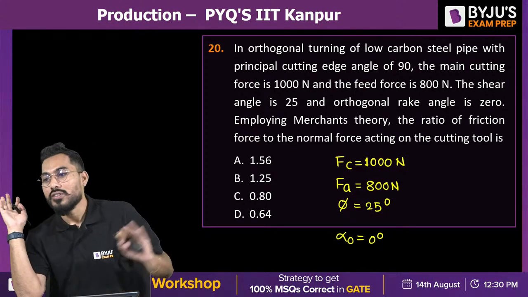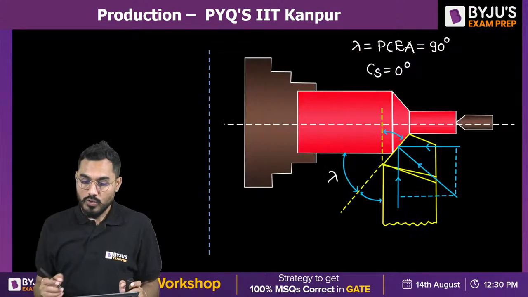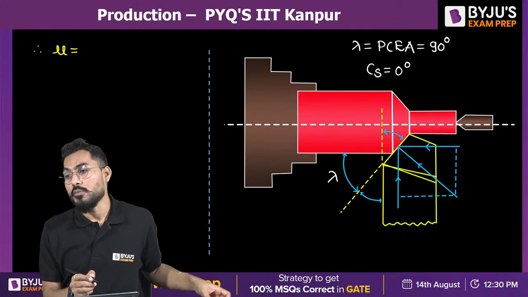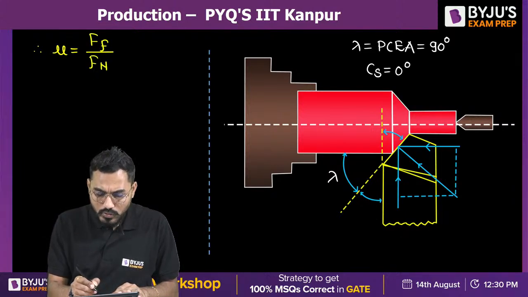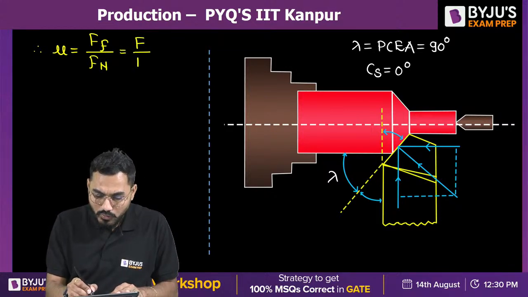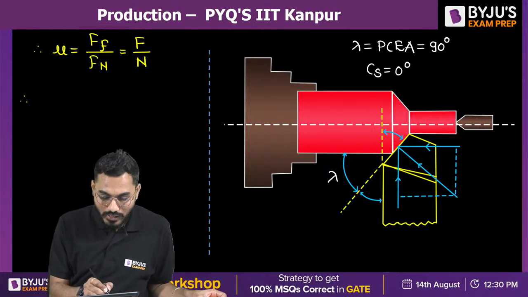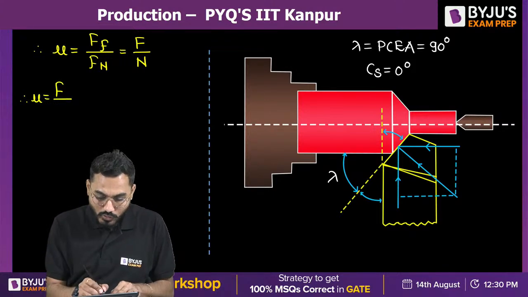Apply Merchant's theory, and based on that, tell me what is the ratio of friction force divided by normal force. If I ask you that, can I say the coefficient of friction mu? What is the definition? It is also exactly equal to the friction force divided by the normal force. It can also be written as friction force F divided by normal force N. F by N is exactly equal to mu. And now you are interested in calculating friction force F divided by normal force N.